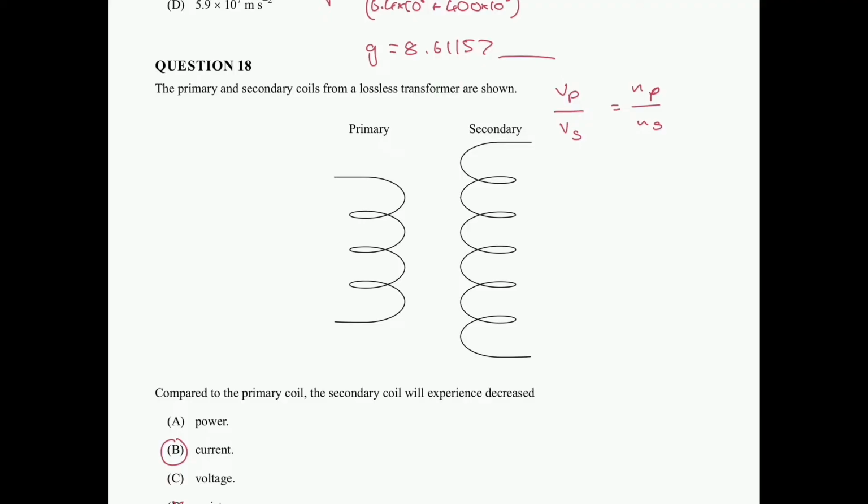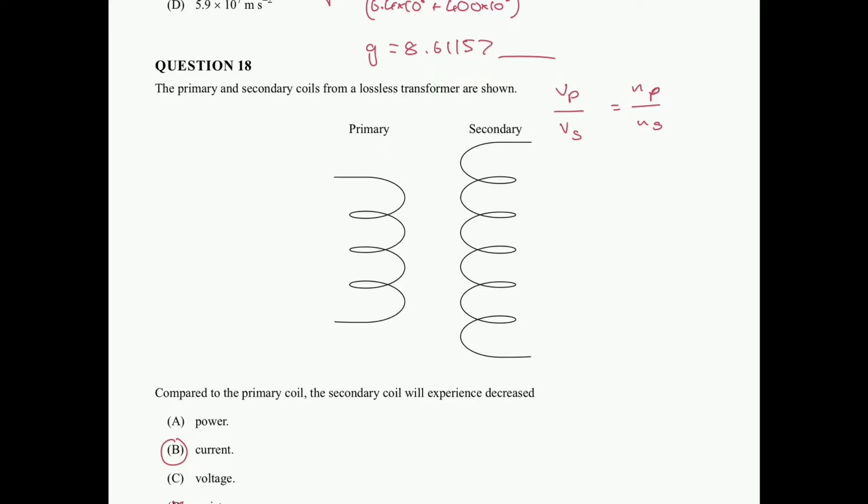So our Vp over Np. In our case, what we've done is increase the number of coils on our secondary. And if we increase the number of coils on our secondary, for this ratio of Np, primary coils to secondary coils, to be true, we must increase the voltage in our secondary coil, and that would be the resultant. So compared to the primary coil, the secondary coil will experience a decreased voltage? No, we know it's going to experience an increased voltage.